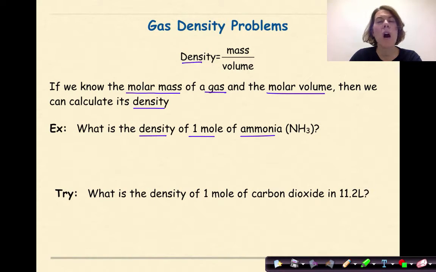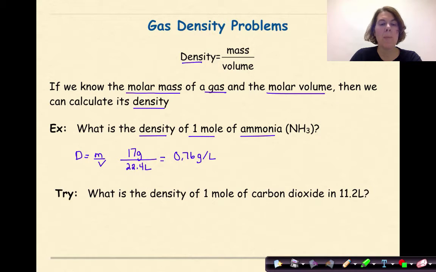So the first thing that you should always do is write the density formula. So density is equal to mass over volume. Now the mass of NH3, that's nitrogen plus 3 hydrogens, so that's going to be 17 grams per 1 mole. And the volume of 1 mole is going to be 22.4 liters. So when we work this out, we're going to do 17 divided by 22.4 liters, and our answer should be 0.76 grams per liter. And that is the density of 1 mole of ammonia.